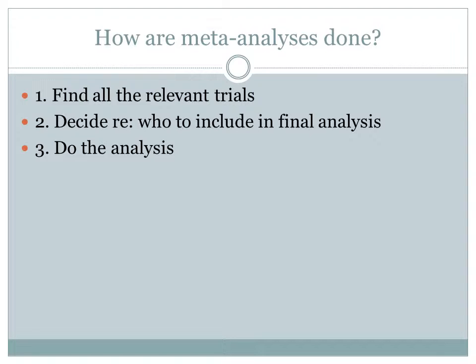The next step is, once you have the trials that you're going to include, you look at the subjects in all of the relevant trials and decide whether you want to include all of those subjects in your final analysis. Sometimes the people doing the meta-analysis will have issues with, say, the way one site of one trial's subjects were randomized or dealt with, and they'll want to drop them out of the final analysis.